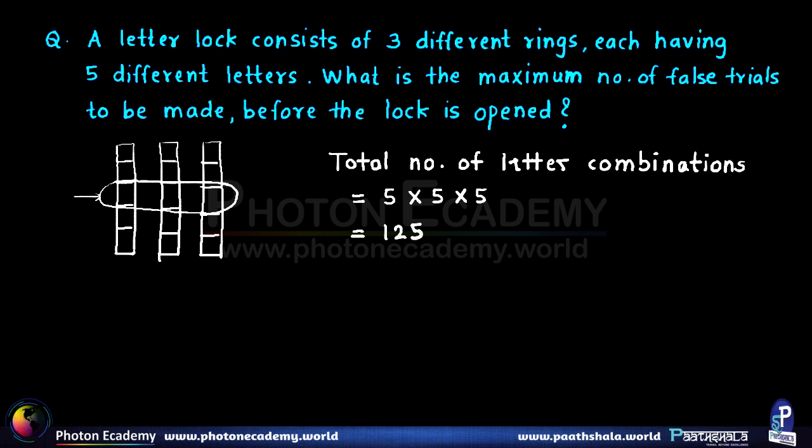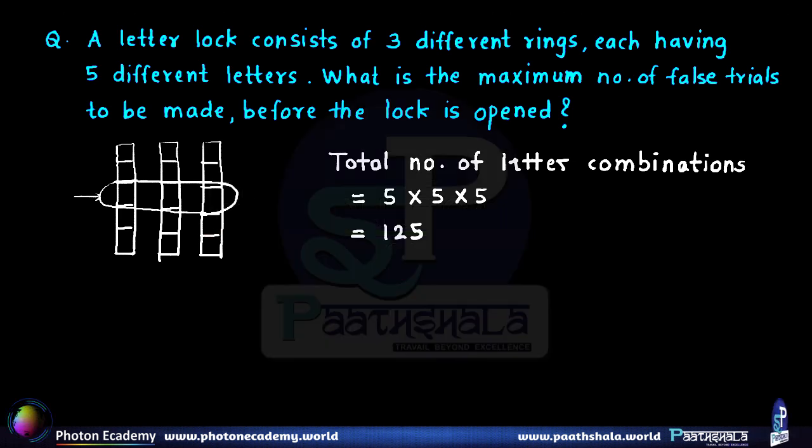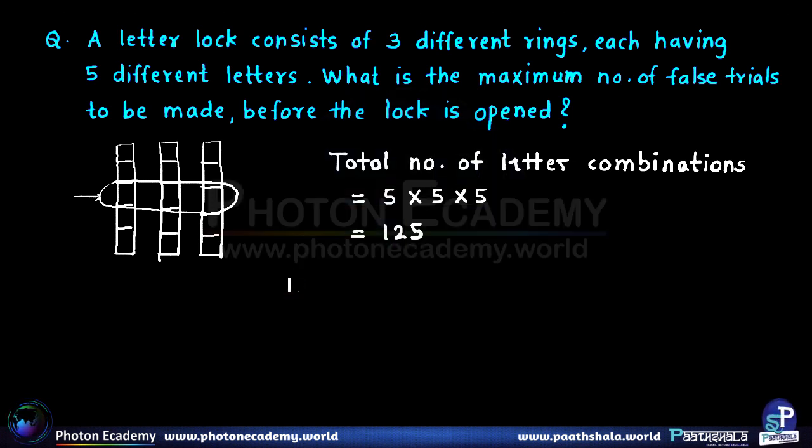So if there is some thief who steals this particular object with the lock, the maximum number of attempts that have to be made is nothing but 125 minus 1. That turns out to be 124. So the question is asking us the total number of false trials, which is 125 minus 1. It is 124.